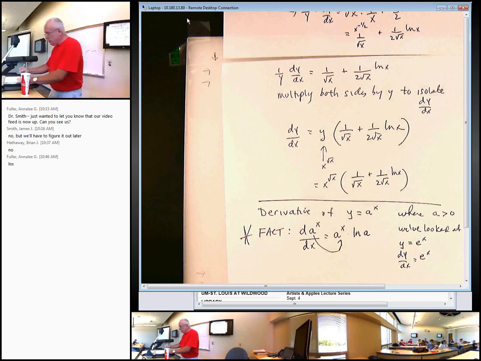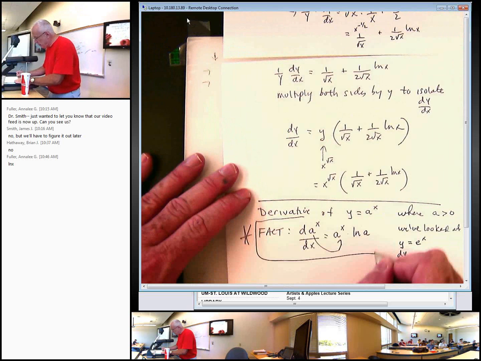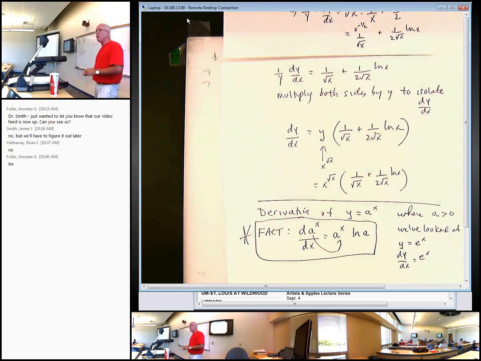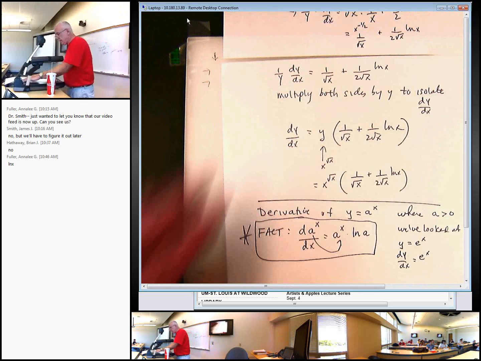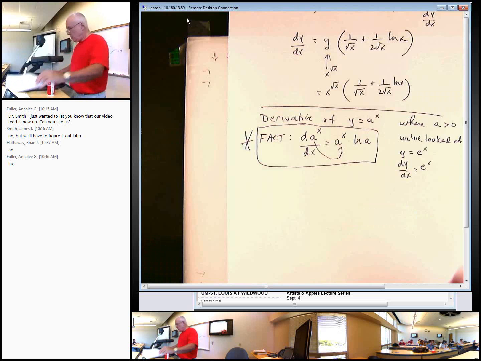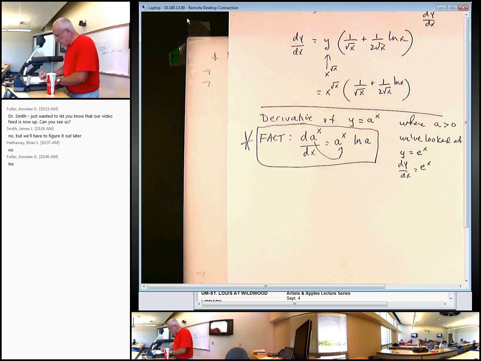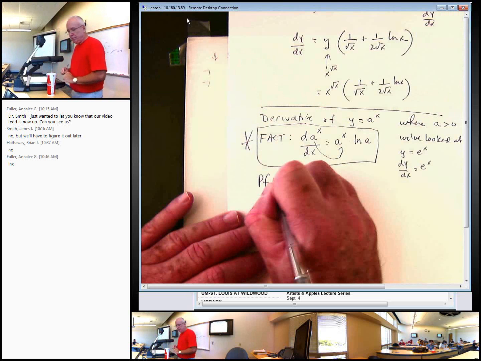So this is the formula, and I'm going to go through and do a brief proof of this so that I can prove to you that this is really the case. All right, so let's look at this proof.